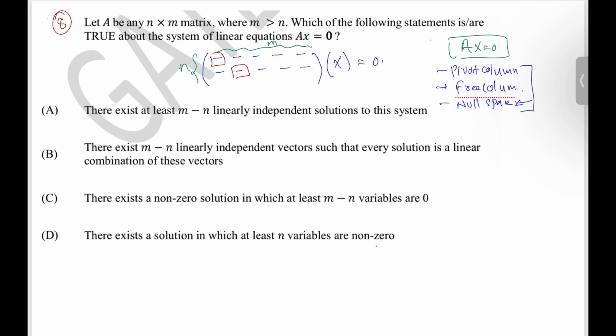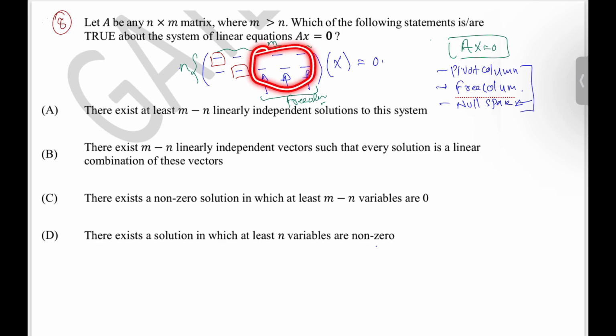The columns which do not contain a pivot are called free columns. These are the free columns, and the variables associated with these free columns are called free variables, right? The first column is associated with the x1 variable, the second with x2, x3 and so on. So x3, x4 and x5 are the free variables, right?